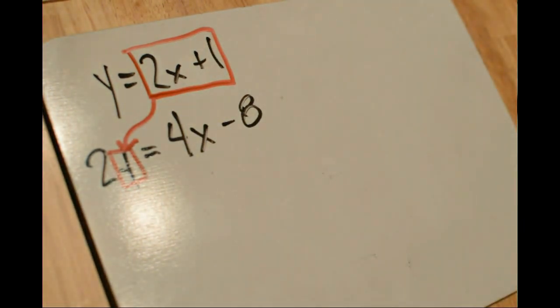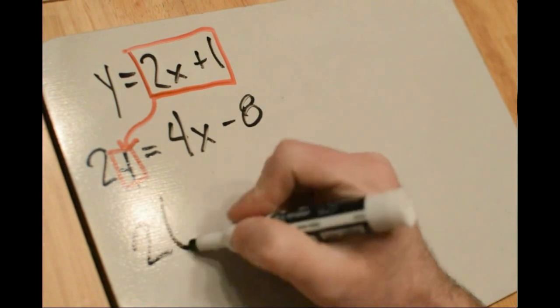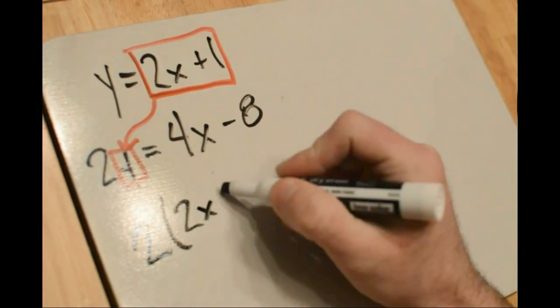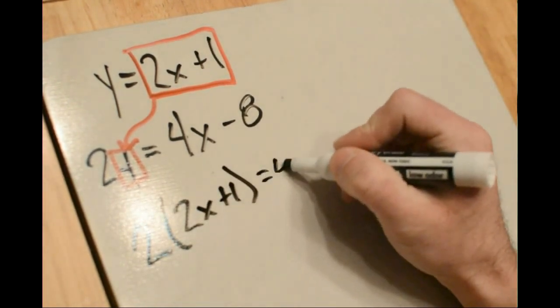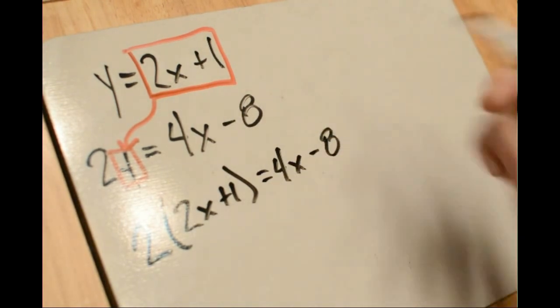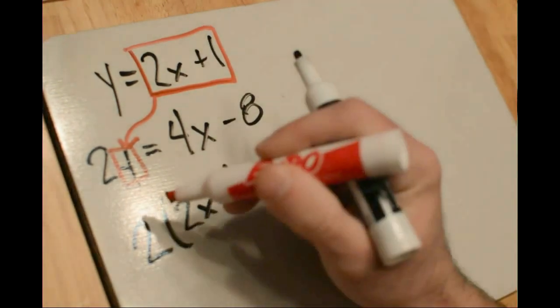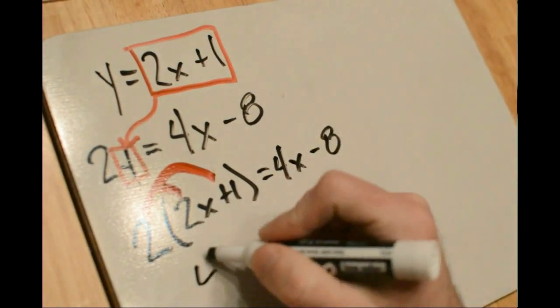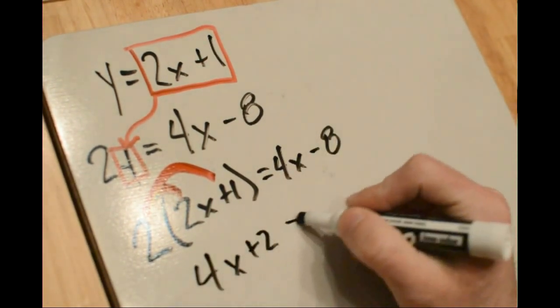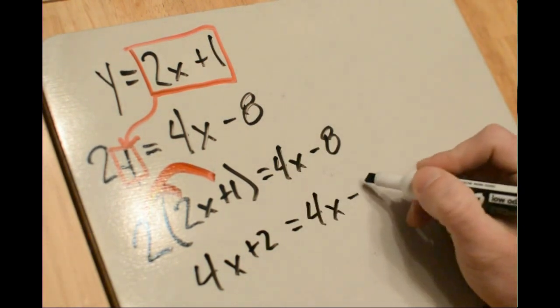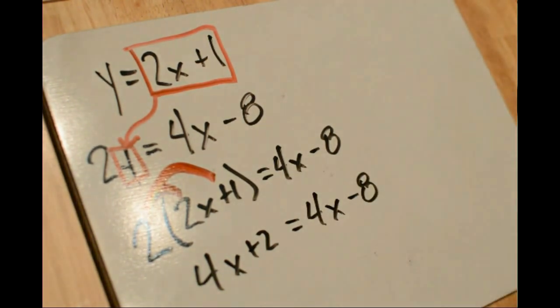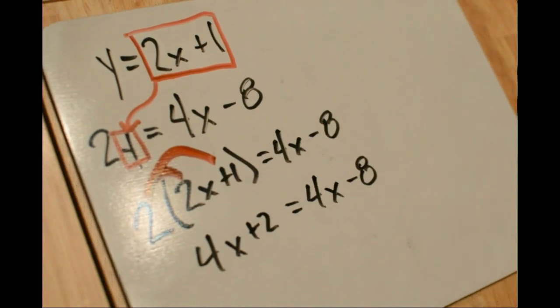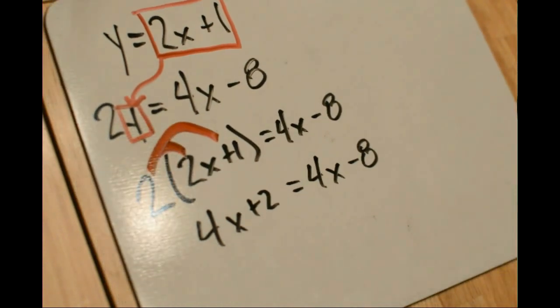So that's what we're going to do. I'm going to rewrite that second equation, replacing the y with the expression 2x plus 1. Everything else stays the same. So we'll go ahead and distribute that 2, and that will give us on the left side of the equal sign 4x plus 2 is equal to 4x minus 8. So something might already look different from other systems that we've solved. But we'll go ahead and solve anyway.